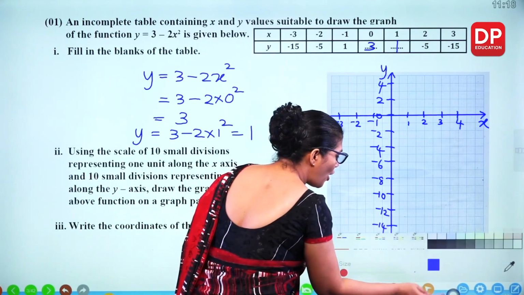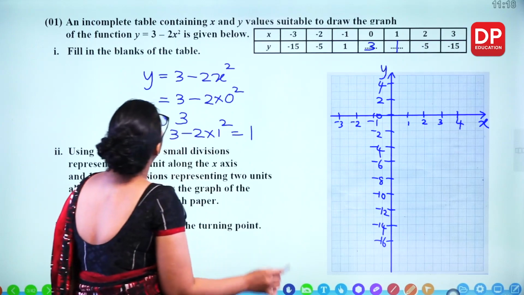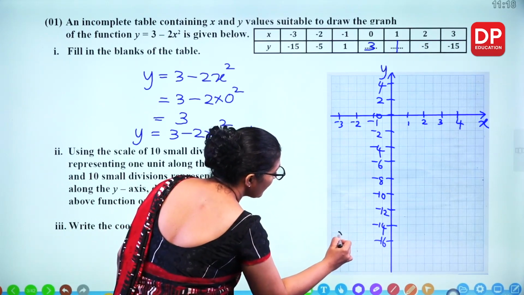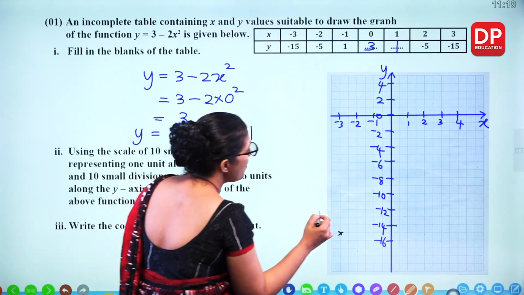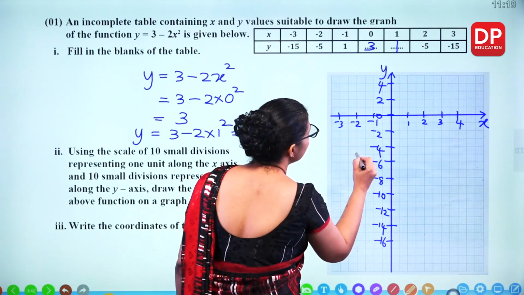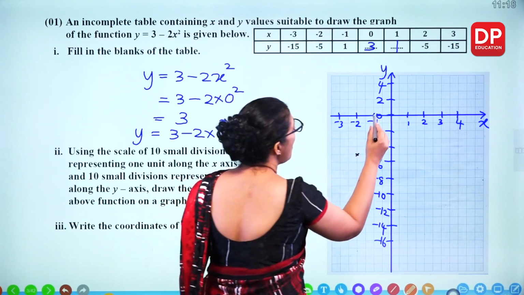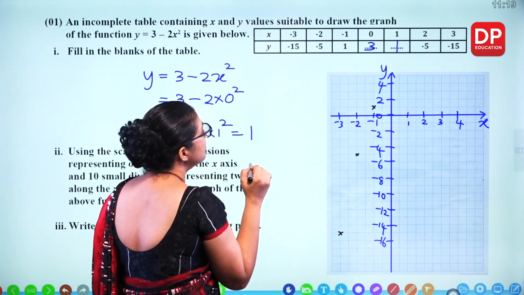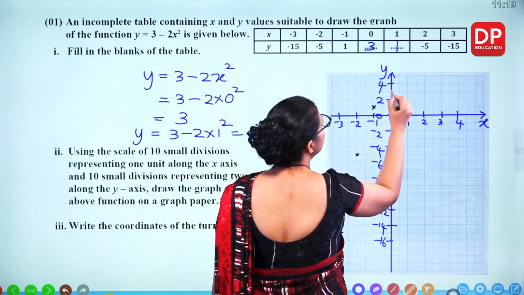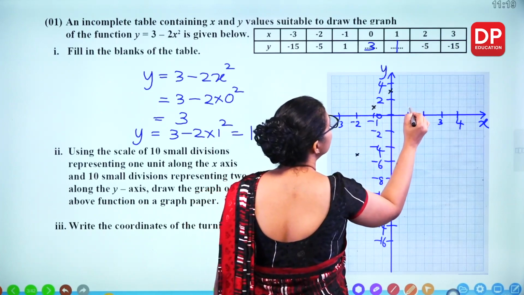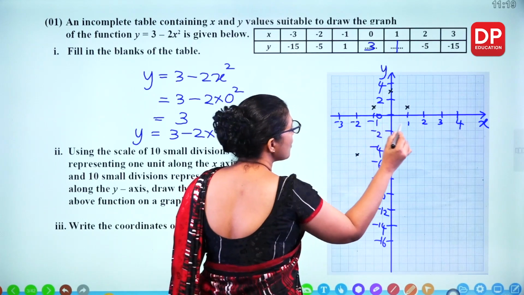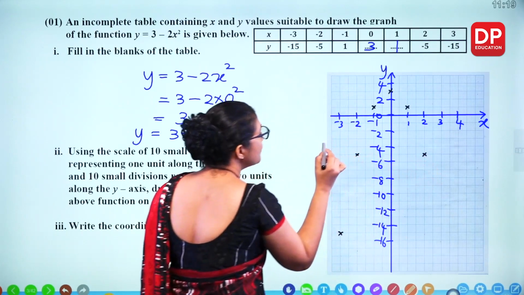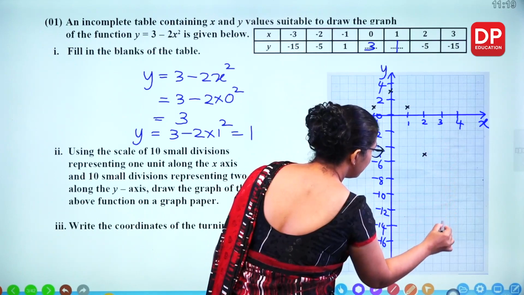Now you can mark the points. Minus 3, minus 15. Here. Minus 2, minus 5. Minus 1, 1. 0, 3. 1, 1. 2, minus 5. 3, minus 15.